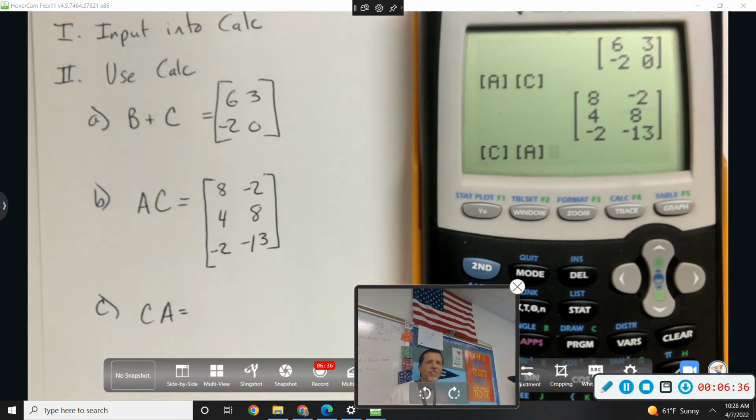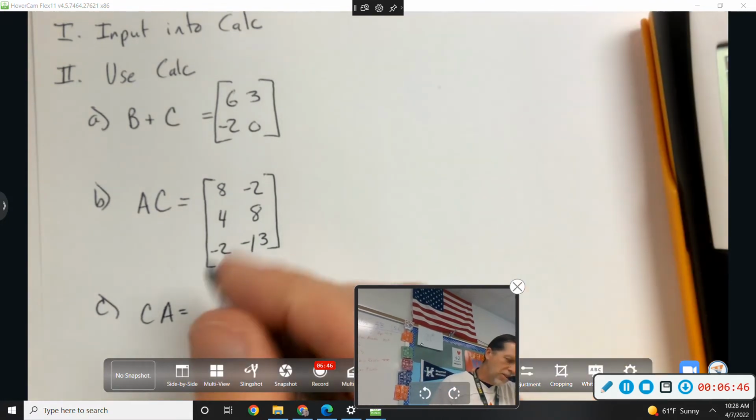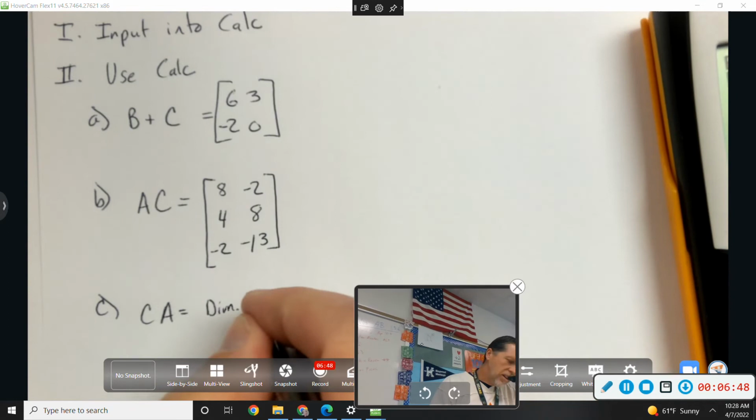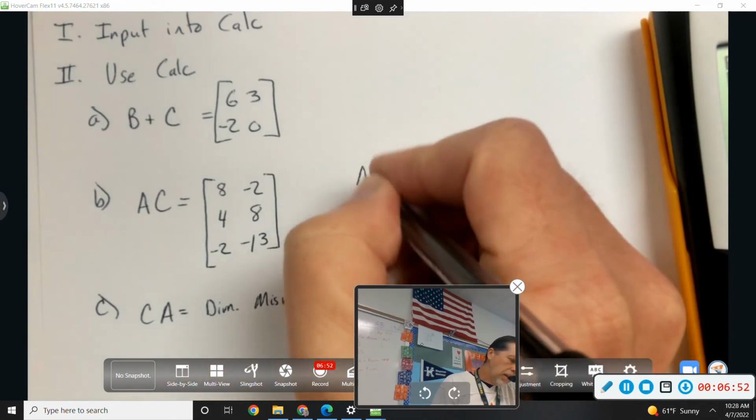Did you get an answer for C times A? You get an error. You know what dim means? What dim stands for? Dimensions. A dimension mismatch. Is it because you have to have a bigger one for the small one?